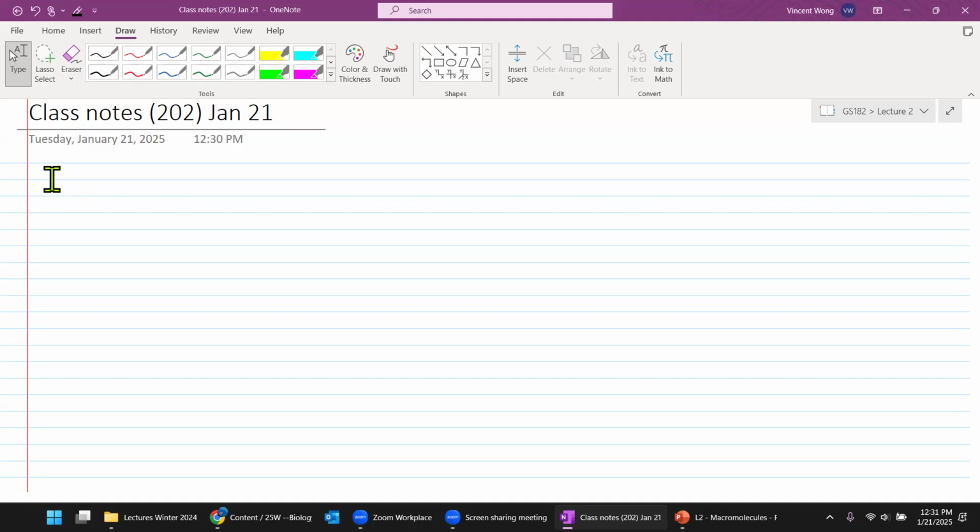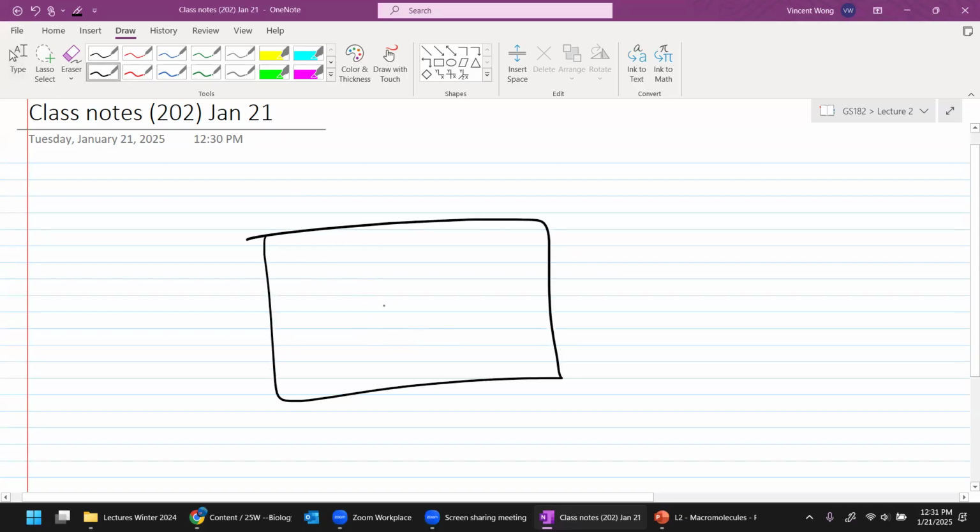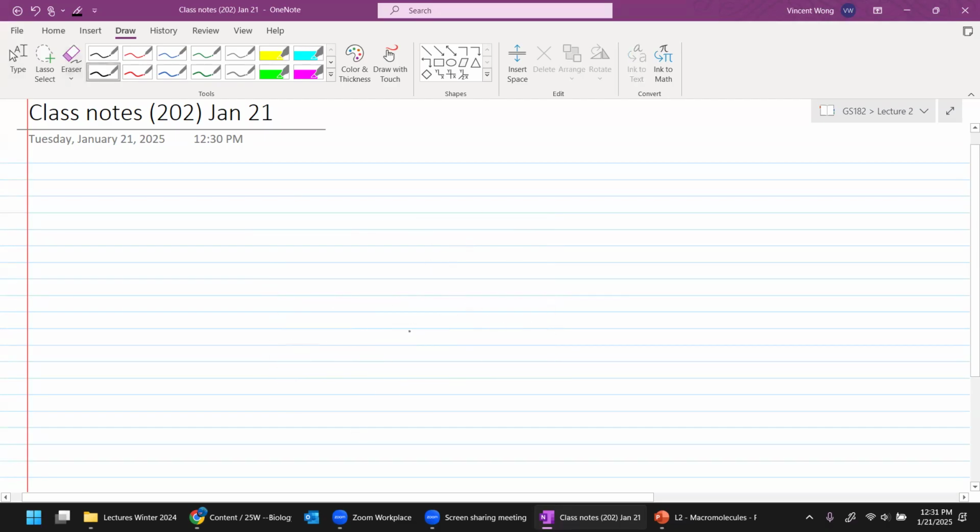Now, I would want to start with giving you a summary first for lipids before we go into the PowerPoint slides. Okay, so if you can take out a piece of paper, you can put the word lipids in the middle, and then I'm gonna draw different examples for you. Okay, here we go. Lipids.